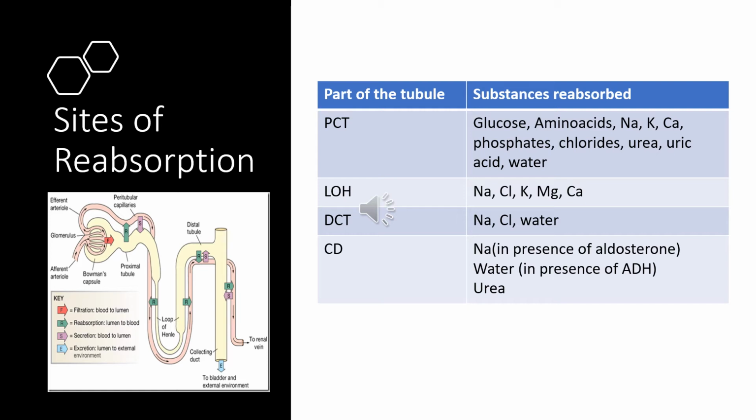Substances reabsorbed through the PCT include glucose, amino acids, sodium ion, potassium ion, calcium ion, phosphates, chlorides, urea, uric acid, water, etc. And those absorbed through the loop of Henle include sodium ion, chloride, potassium, magnesium, and calcium ions. And those through the distal convoluted tubule include sodium, chloride, and water. And through the collecting duct, it includes urea reabsorption. Then, if aldosterone is present, sodium will be reabsorbed, and if ADH is present, water will be reabsorbed.